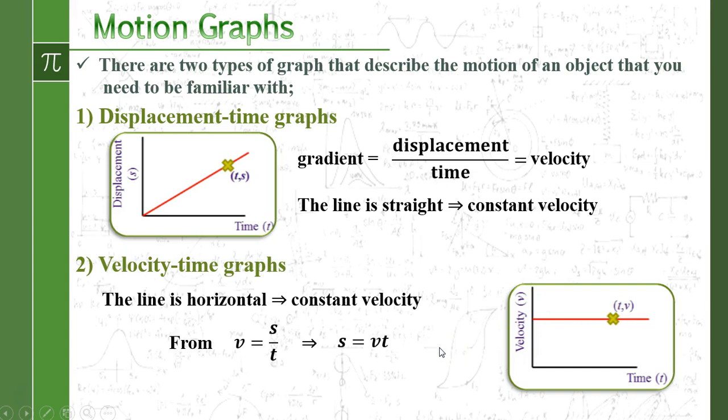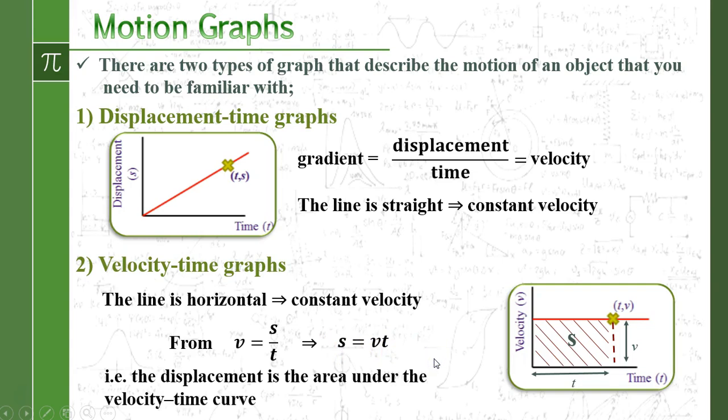Now, if we just take velocity equals displacement over time, and do a bit of rearranging, we get displacement is velocity times time. If you think about what that looks like on our graph, if we put some extra lines on, that distance there is our velocity. Time is the bit across the bottom. So what we've actually got is the area of a rectangle, which is displacement. What that tells us is a very key idea: the displacement is the area under a velocity time graph. So if you're working with a velocity time graph and you're asked to work out displacement, you're going to be calculating area.